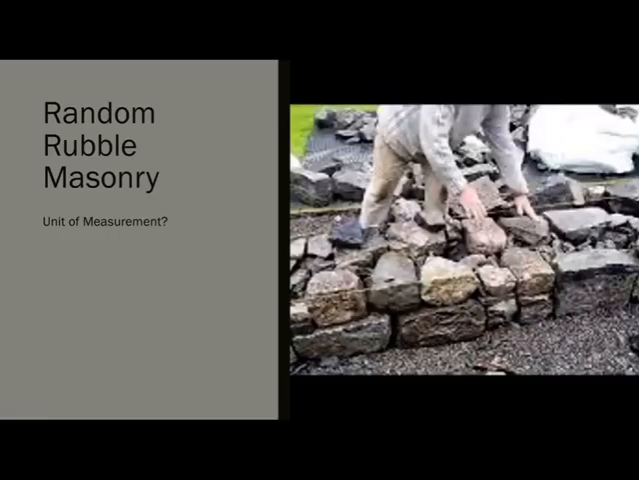The next item that we have is a random rubble masonry. Now random rubble is the foundation that you provide when you are doing it with stones, or the stones are what we call as rubble. In this case, again, this is our width and this is our height, and depending on what is the length, you have this value as the length. So this is the width, this is the height, and this is the length. Again, the unit of measurement is meter cube.